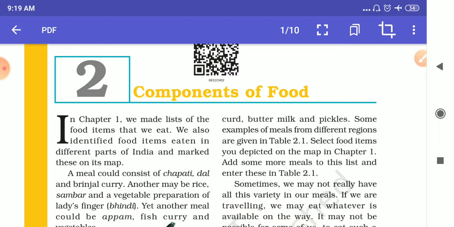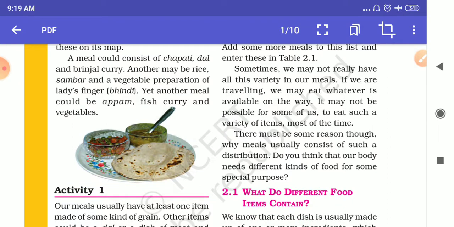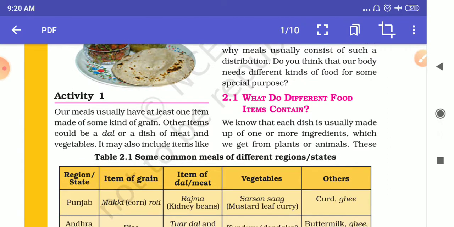Nutrients are the simplest substances present in our food that give us energy, build our body, and protect us from diseases.